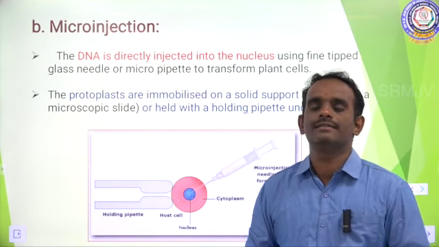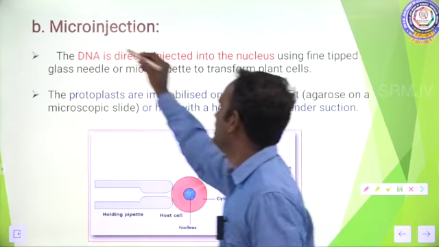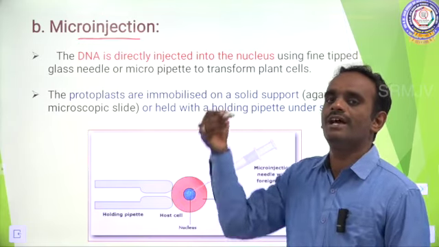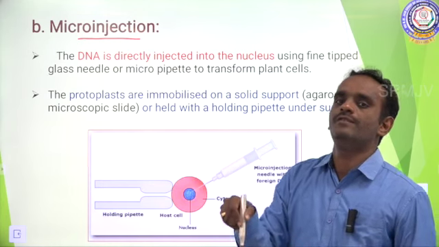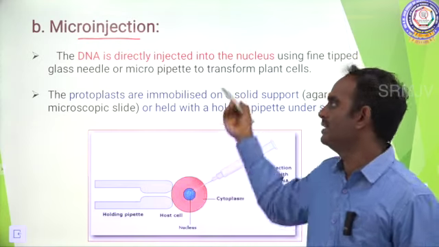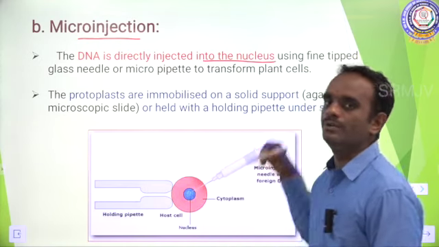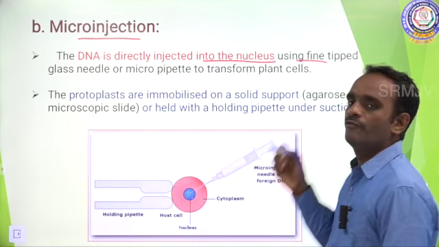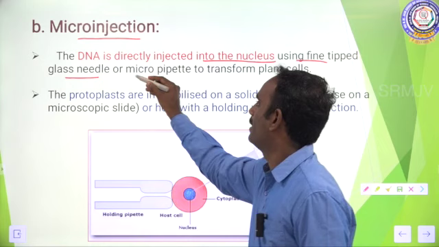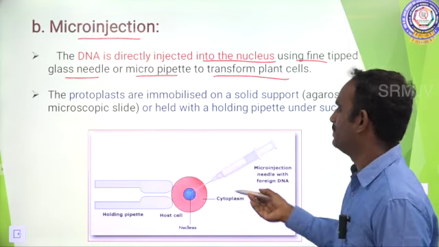The second method is micro injection. From the name itself you can easily understand the concept. We have to inject the gene of interest into a particular host cell or plant cell. Here, the DNA is directly injected into the nucleus by using a fine tip glass needle or micropipette to transfer into the plant cell. See the picture here.